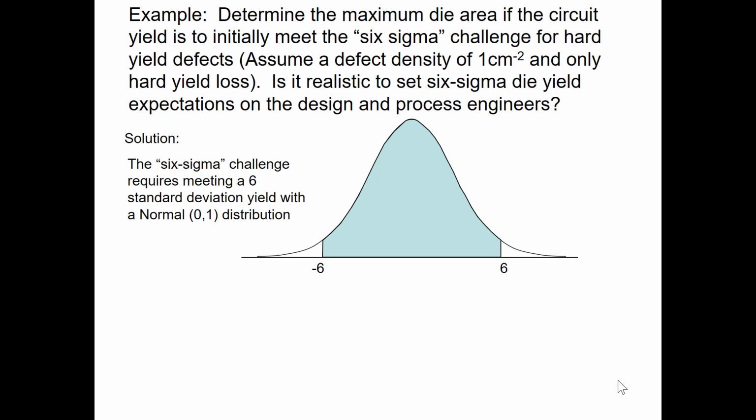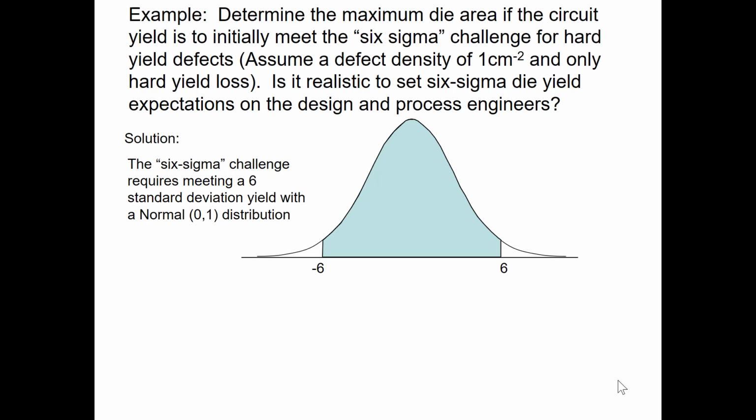So let me look at an example. Determine the maximum die area if a circuit yield is to initially meet the 6 sigma challenge for hard yield defects. I'm going to assume a defect density of 1 per square centimeter, which is a very good defect density, and only hard yield loss.